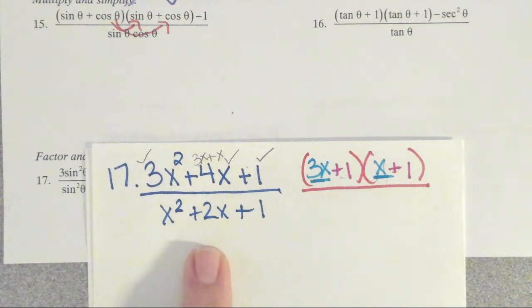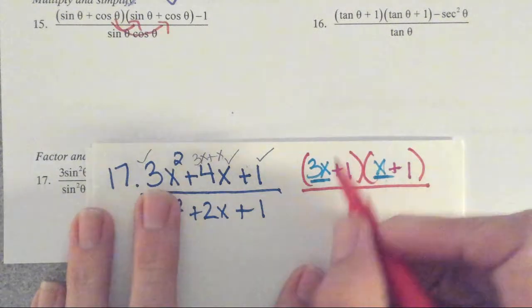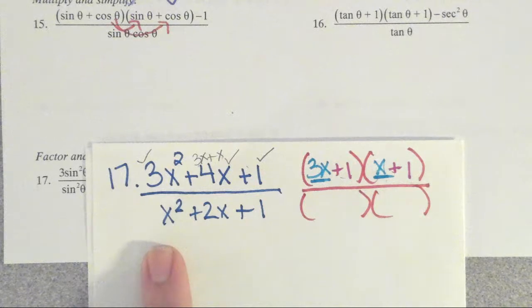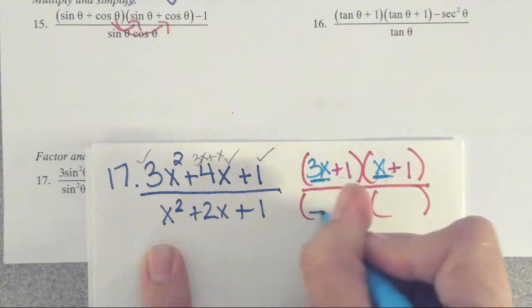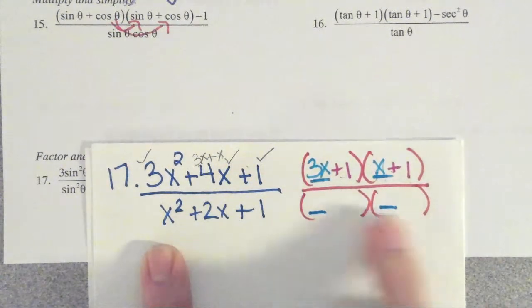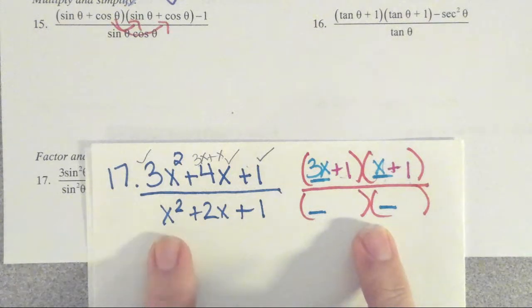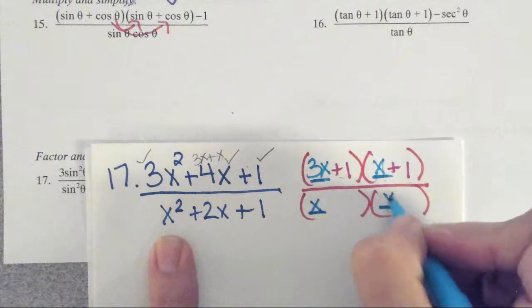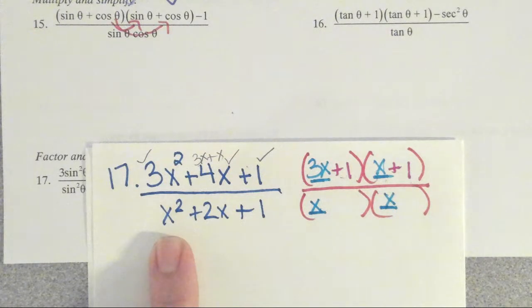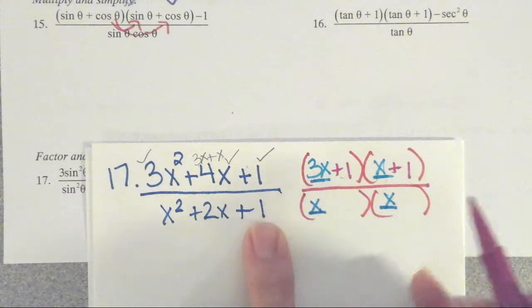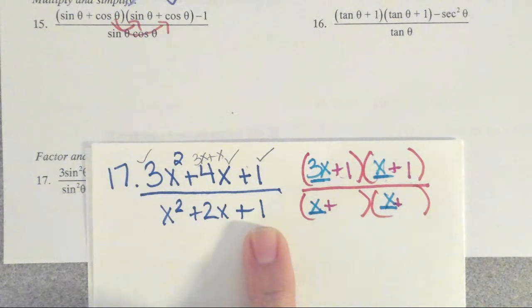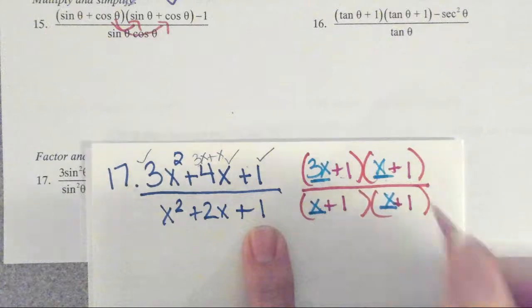Now I'm going to do the bottom. We're going to start the same way. I know I'm going to multiply two things together, and I know that whatever my first two numbers are, when I multiply these two numbers together, I have to get a 1x squared. Well, the only way to get a 1x squared is x times x. All right, I know the last two numbers here have to multiply together to give me a 1. Well, the only way to get a 1 is a 1 times a 1.